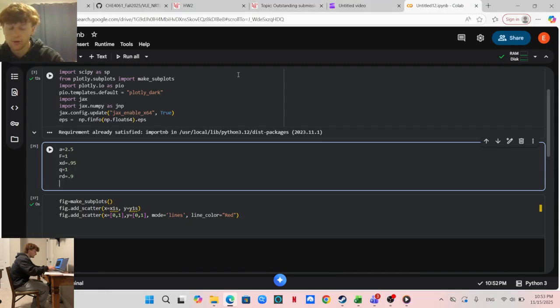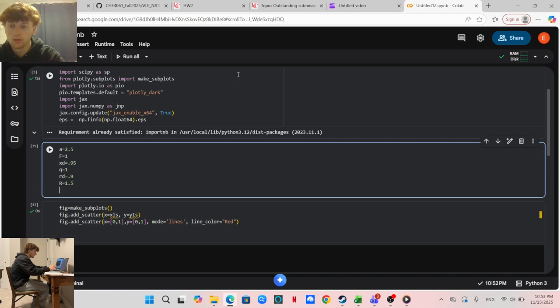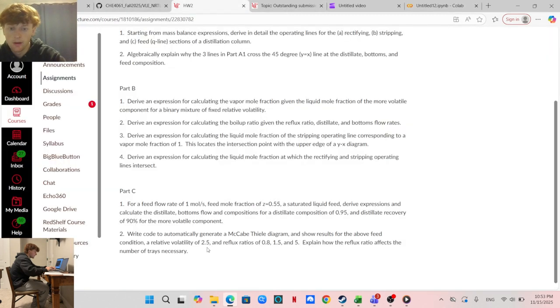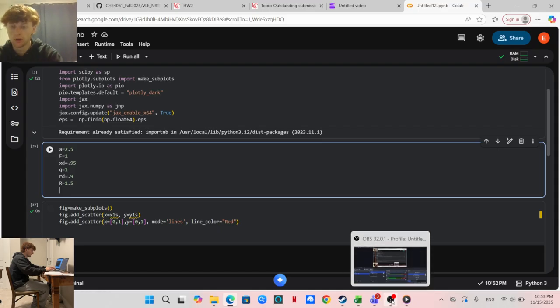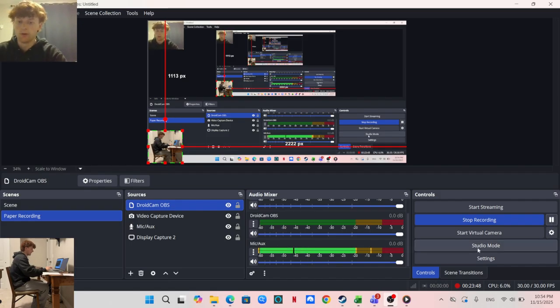The next thing we'll do is our reflux, which we'll say is 1.5. I think that's all we need right now. So the next thing we can do is use the equations that we derived before in order to calculate our unknowns. I have our paper here from before that we'll use.